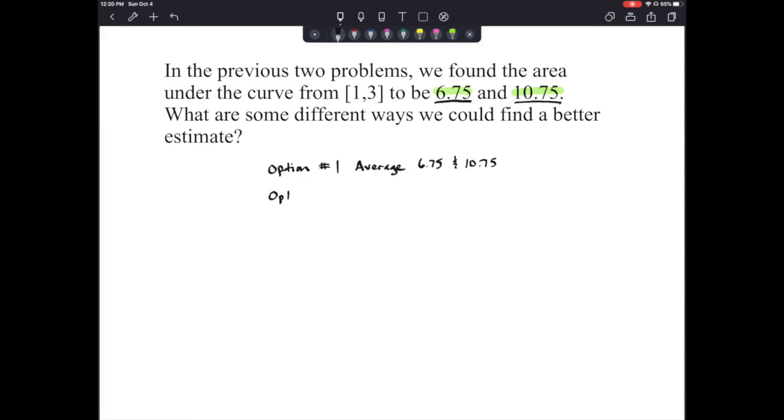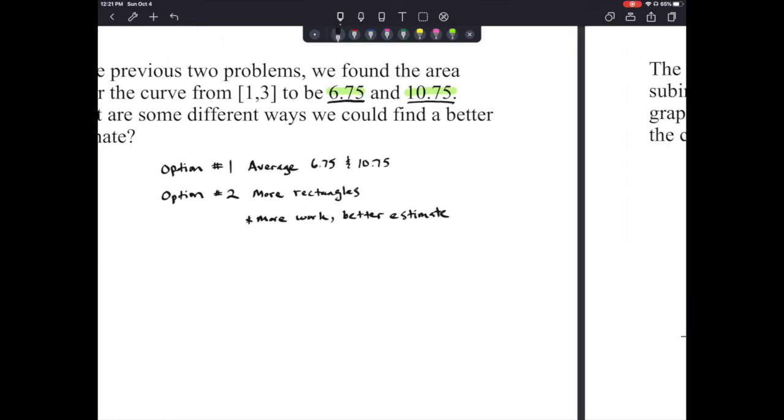Another option that we have is to create more subintervals, which gives us more rectangles. Okay, so we got more rectangles. It's going to help us. It is going to be more work for us, but it's going to be a better estimate as we do it. And let me explain what I mean by that, looking at that next slide.